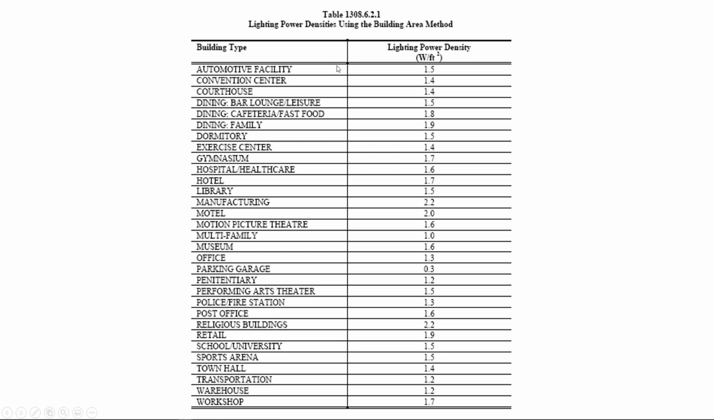Basically, it's saying this is the maximum power you are allowed to use for lighting in your project. So let's say you're working on a hotel. You can use 1.7 watts per square foot. Whereas if you're doing a parking garage, they only allow you 0.3 watts per square foot. This is why we have super high efficiency lighting in a parking lot, whereas you are allowed much more elaborate lighting in a retail setting. They really allow you a lot of power density there.